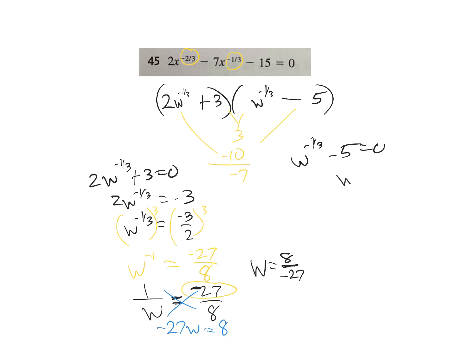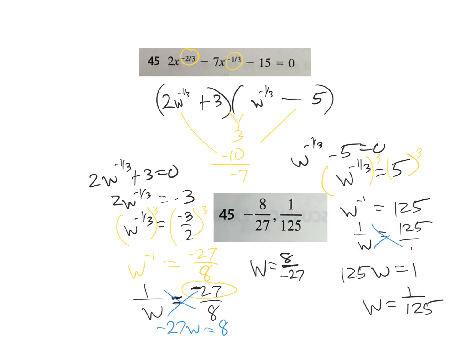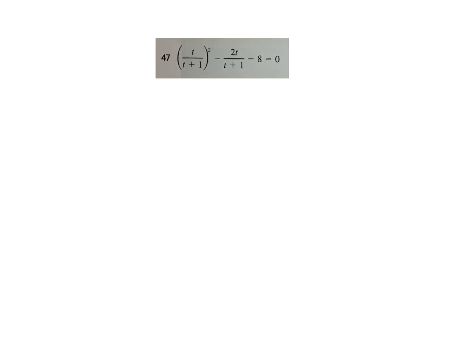The right side, w to the -1/3 equals 5. I'm going to cube both sides. And again, that's w to the -1 equals 125. So 1 over w is equal to 125 over 1. Cross multiply, and we get 125w equals 1. And w equals 1 over 125. And there you go. And 47. Okay.